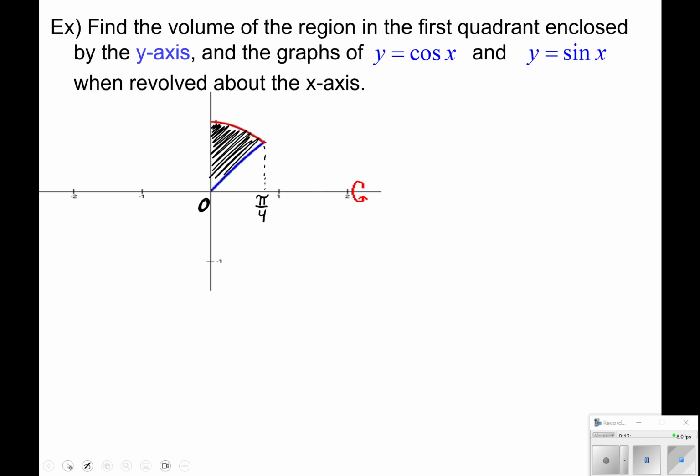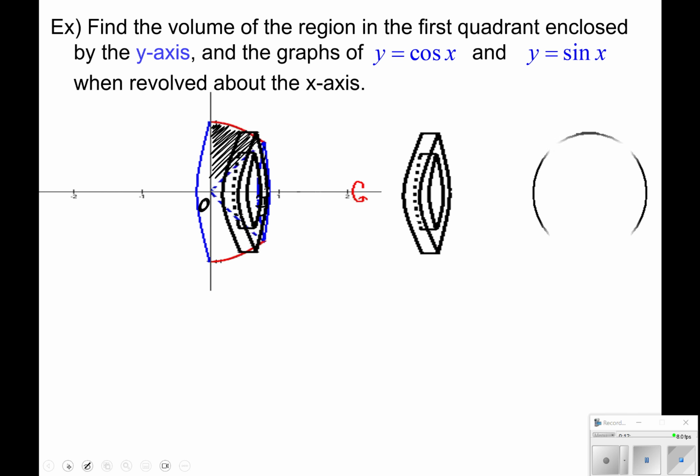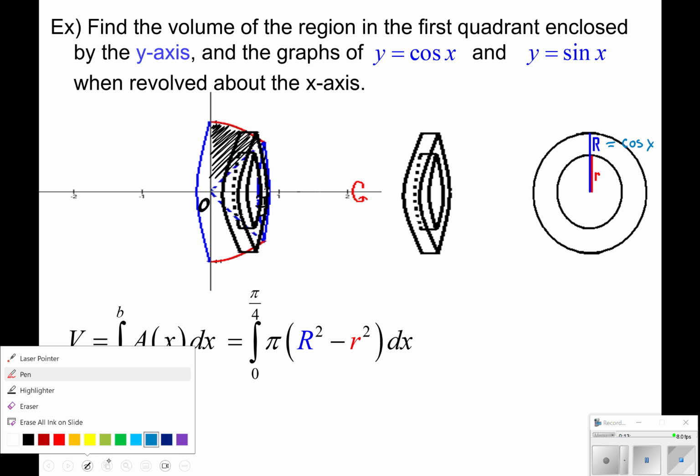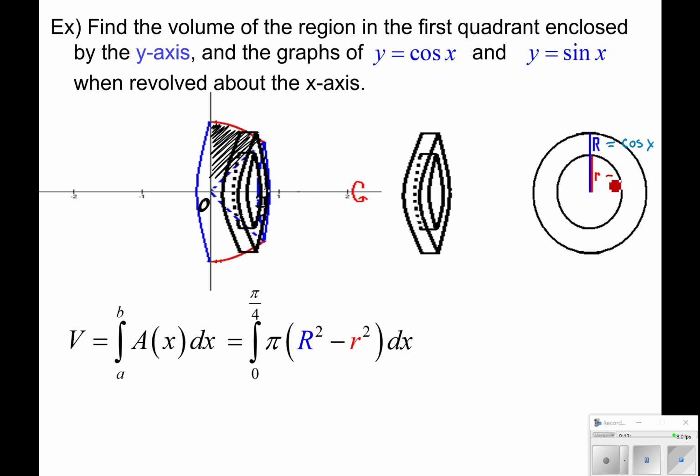Okay. So as I go through all of this, my lower limit is 0 and my upper limit is pi over 4. And then I'm going to use the pi big R squared minus pi little r squared. And remember, we already know that big R is going to be my cosine of x, and my little r is going to be my sine of x. Right, so in this right here, my big R is going to get replaced by cosine of x. My little r is going to get replaced by sine of x.